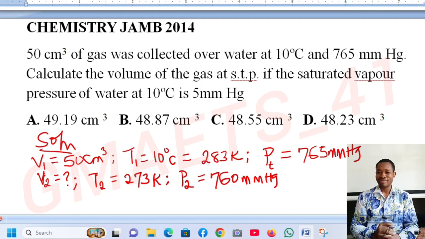But see, we have a problem. And the problem is that we don't know the initial pressure of the gas.